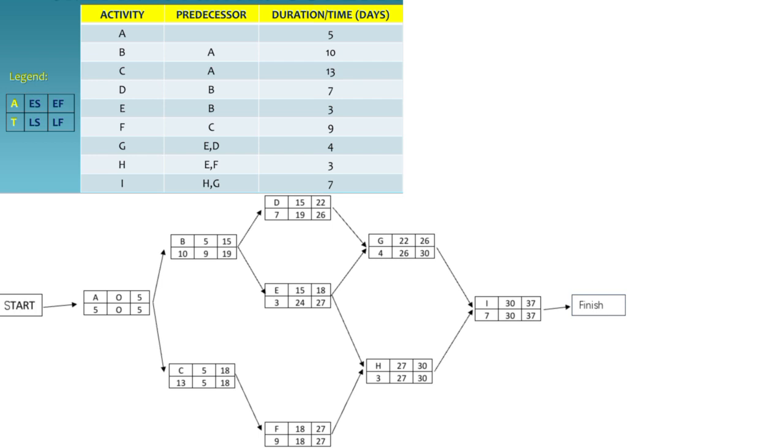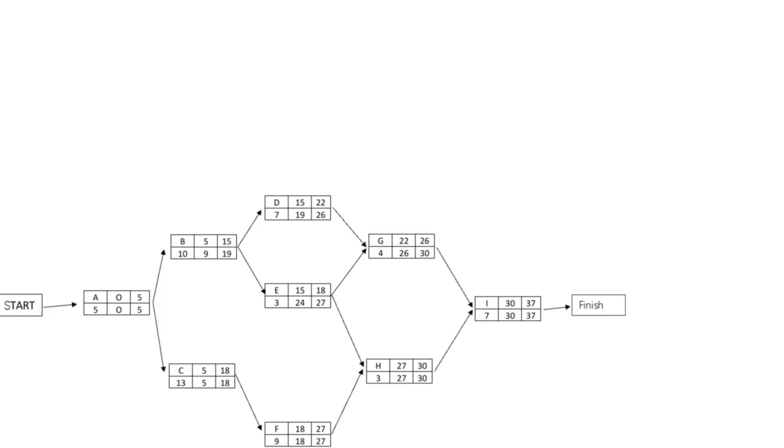These calculations are crucial for determining the critical path and understanding the flexibility or float available for each activity within the project. They provide valuable insight into the scheduling and management of project activities to ensure timely completion.